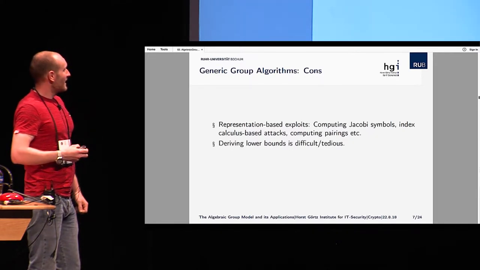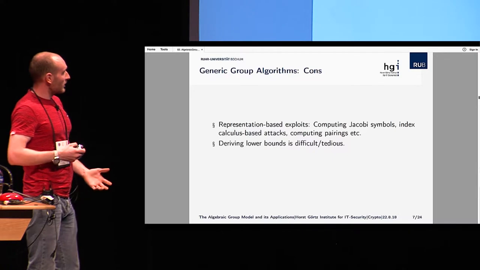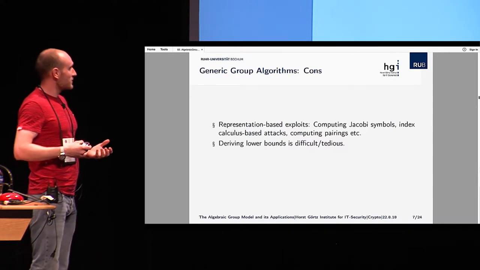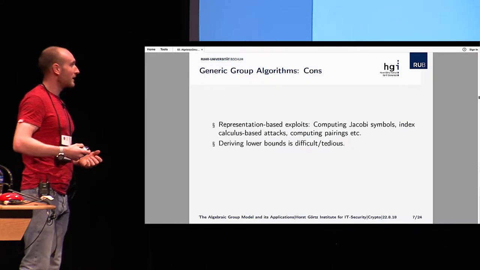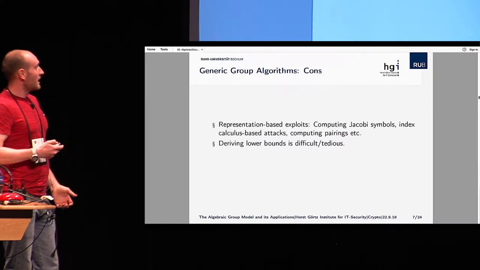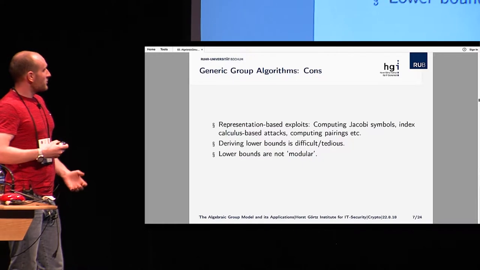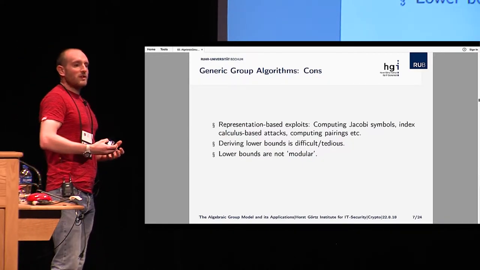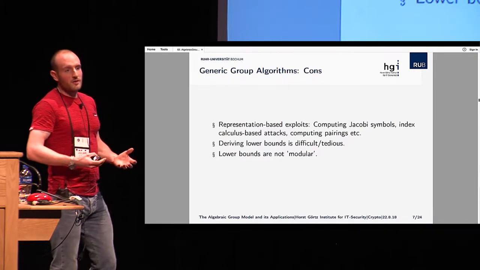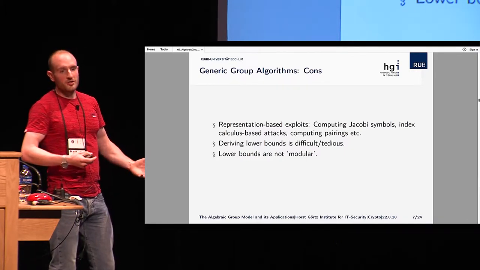A second con of the generic group model is that deriving these lower bounds takes combinatorial arguments, which are usually very complicated, and it's tedious to carry them out. Even more so, these bounds are not modular. That means that if you come up with a new cryptographic scheme and now you want to prove it secure, then you have to do these bounds all over, which is also tedious.